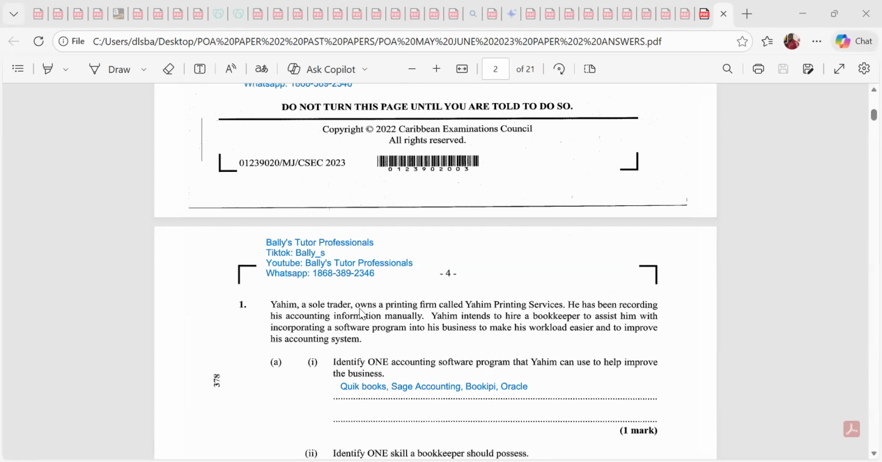A sole trader owns a printing firm called Yahim Printing Services. He has been recording his accounting information manually. Yahim intends to hire a bookkeeper to assist him with incorporating a software program into his business to make his workload easier and to improve his accounting systems. First thing they ask: identify one accounting software program.